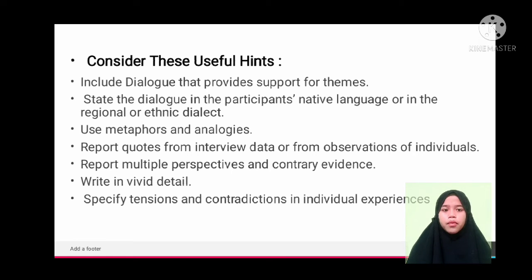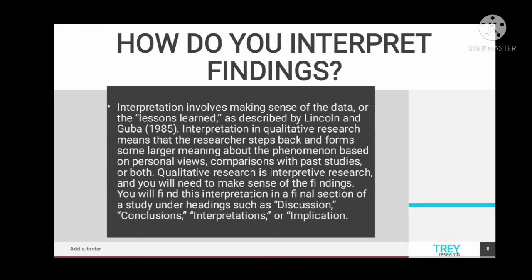Fifth, report multiple perspectives and contrary evidence. The last, write in vivid detail, especially with tensions and contradiction in individual experience. Okay, the next, how do you interpret findings?